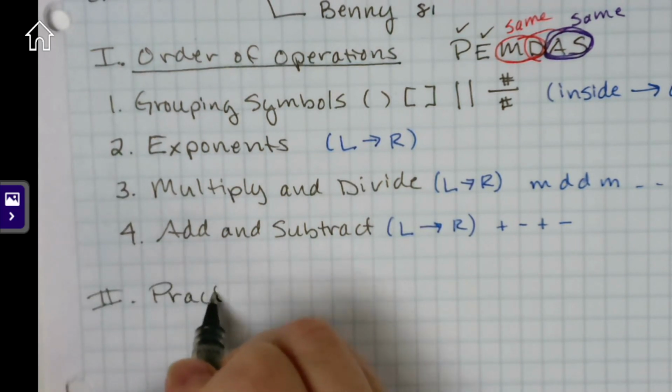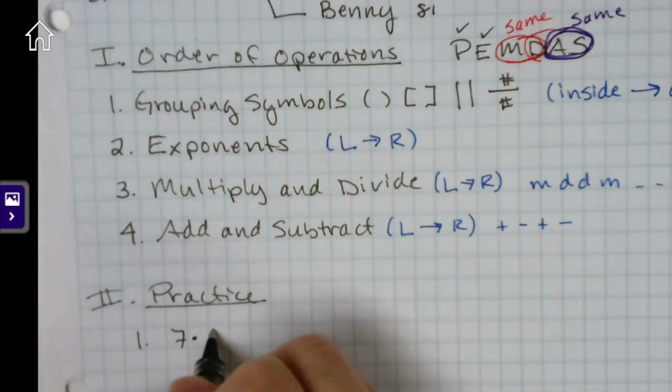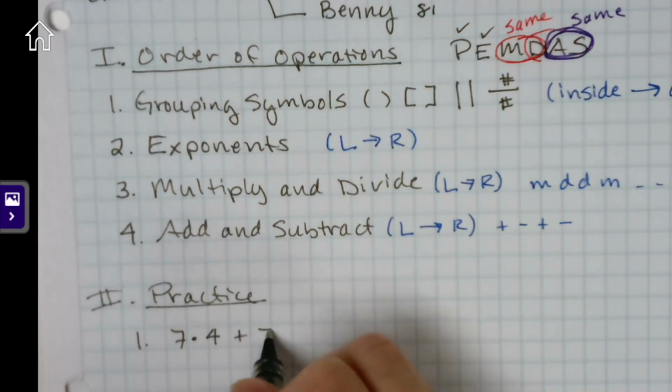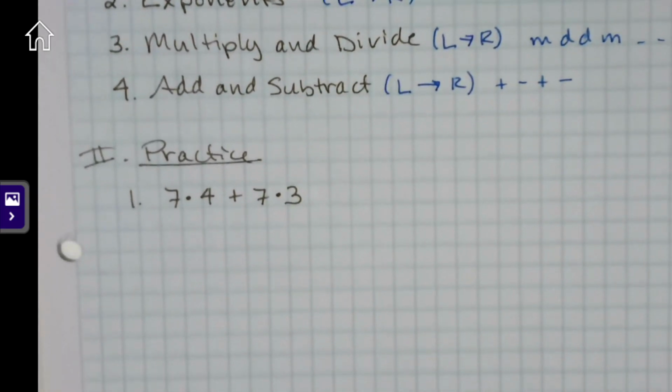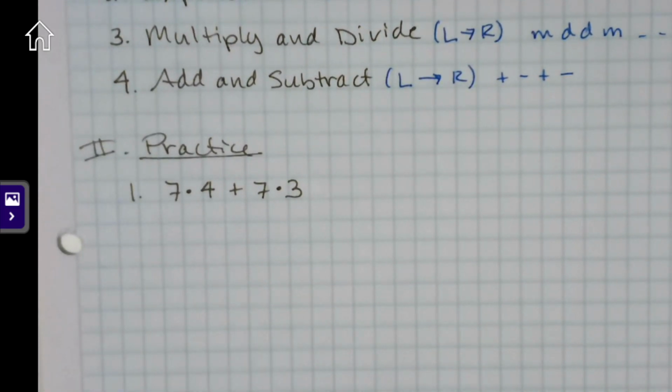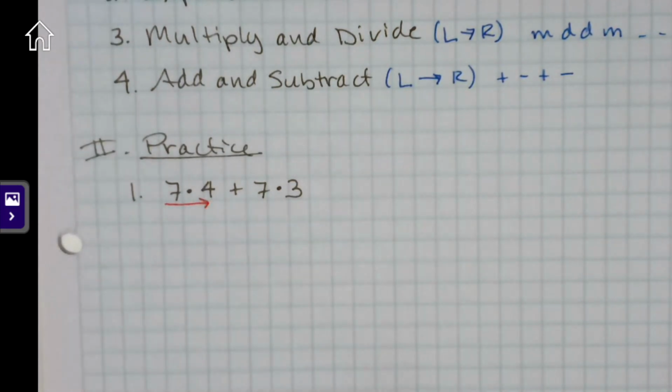All right, Roman numeral 2, let's do some practice. We're going to start with 7 times 4 plus 7 times 3. So in your head, you're going to want to say, are there any grouping symbols? No. Are there any exponents? No. Multiply, divide, yes, you start from left to right. So you do that one first.